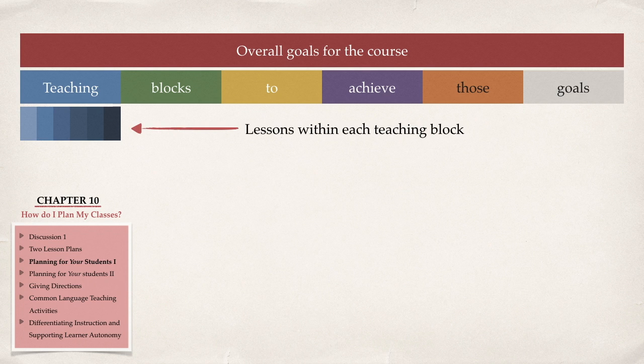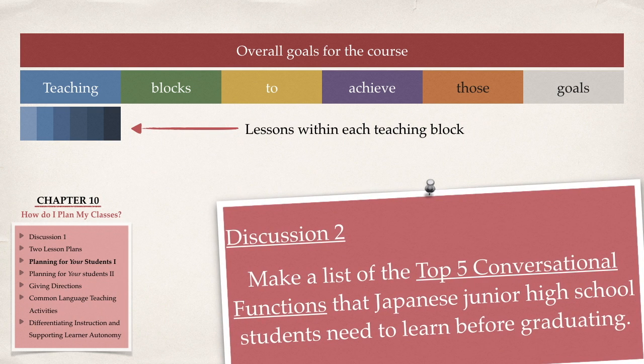Before that, however, I would like us to have a quick discussion. When it comes to overall goals, we can have grammatical topics, which are very common, but we can also have conversational functions, such as asking for directions or going to the post office. I would like you to make a list of the top 5 conversational functions you believe Japanese junior high school students should learn before graduating. Make your personal list, then we'll discuss these in groups and as a class.